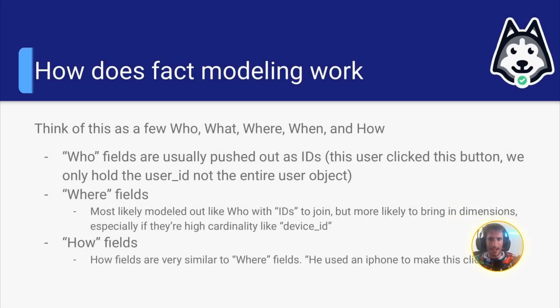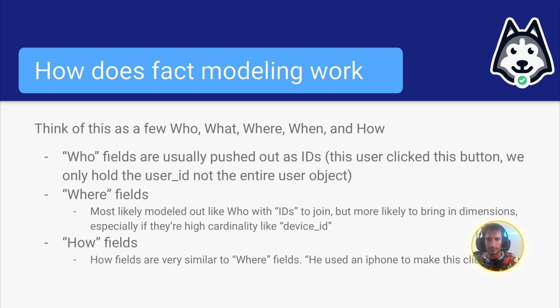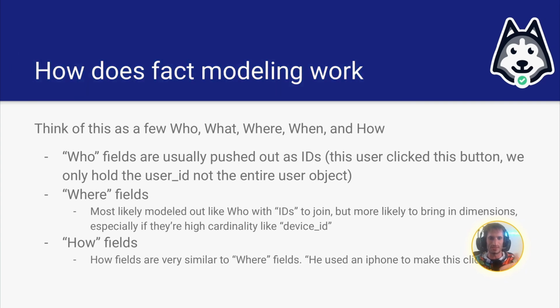You can think of facts from this angle. There are a few here: who, where, how, what. That should be who, where, when, what, and how. Sorry, there's a double how in there. I need to fix that.